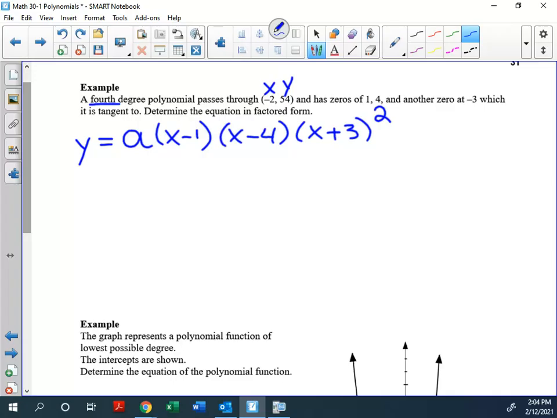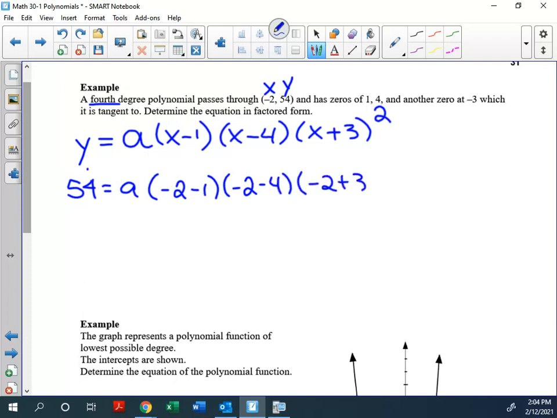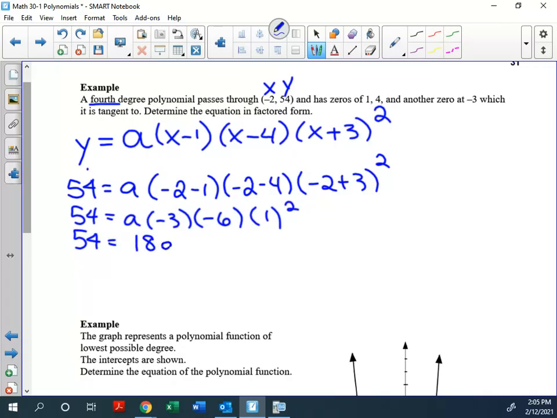All right, it gave me a point, (-2, 54). Nice job with that 54, Mrs. Relic. Try again. 54 is equal to a times negative 2 minus 1, negative 2 minus 4, negative 2 plus 3 squared. Just plug in your x and y's. 54 is equal to a times negative 3 times negative 6 times 1 squared, 18a.